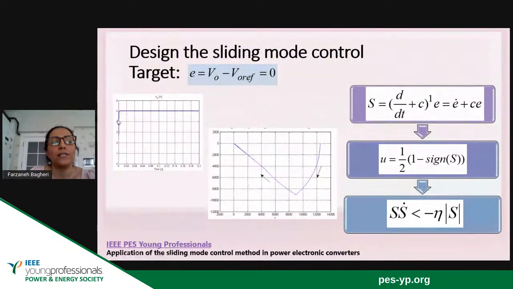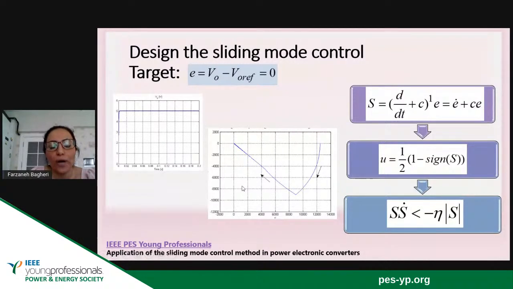So what will happen if you simulate, for example, this model in MATLAB? The results are here. For example, if I consider that the reference of my output voltage is 5 volts, you can see that it will start from an initial point, and then the output voltage will track the reference.